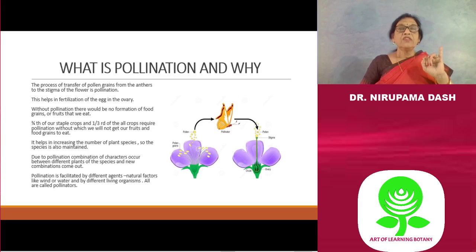So due to this process, the plants produce fruits and seeds, and we get food grains, fruits and vegetables due to this process. And this also creates variability among the offspring in a population. So that's why it is considered as a forward force in the evolution process.